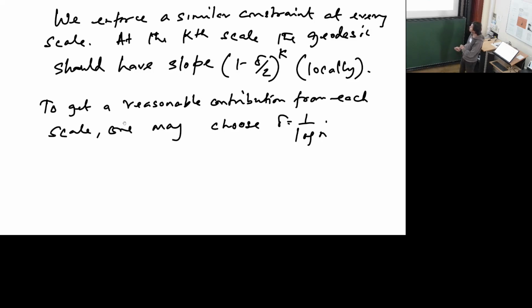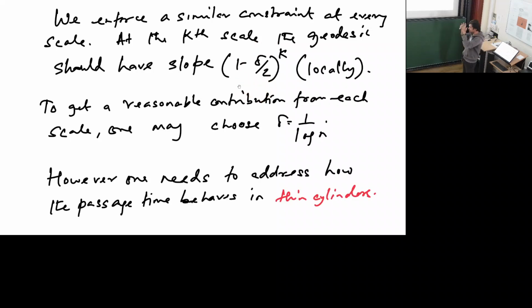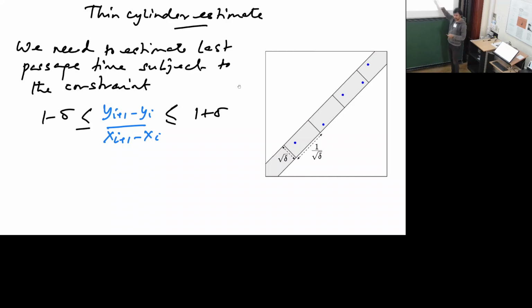And it turns out that if you impose this delta constraint, at the kth scale, the slope of the line segments of the skeleton will be 1 minus delta to the k, because you're doing this iteratively. And there are log n many scales, so if you want to pick up some reasonable contribution from all the scales, you should choose your delta to be like 1 by log n, because that's when this thing is order 1 regardless of which scale you're at. Okay, so this is one consideration. Given this, you still have to understand exactly how many points you can pick up if you stay close to the diagonal. So this is like a thin cylinder problem, right? If I tell you that I'm always within 1 plus delta slope away from the diagonal, what is the maximum passage time I can pick up from any scale?